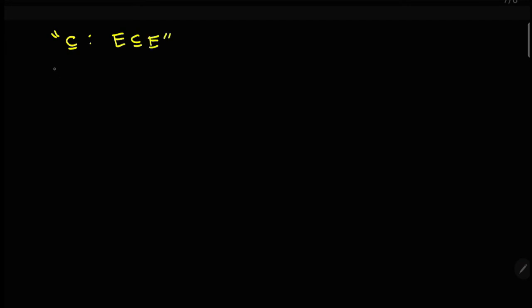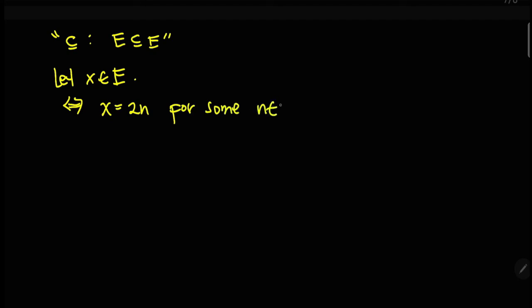So, how do we do that? Let X be an element of E prime. What do we mean by an object to be an element of E prime? This would imply that X can be written as 2n for some n in the set of natural numbers, because that's how we define an even integer.